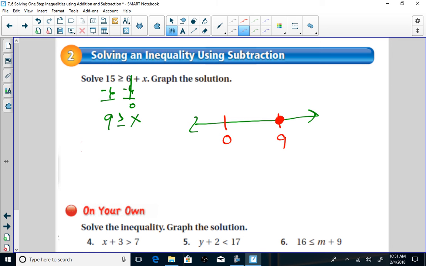But now we have to know what direction are the solutions. Because it's a reversed inequality, the solutions are going to be in the opposite direction of that inequality symbol. Solutions are going to be to the left, right? And if you're not sure, check it, right? Let's pick something that's to the left of 9. Let's do 0. Is 15 greater than or equal to 6 plus 0? The answer to that is yes. So you know you did something correct.